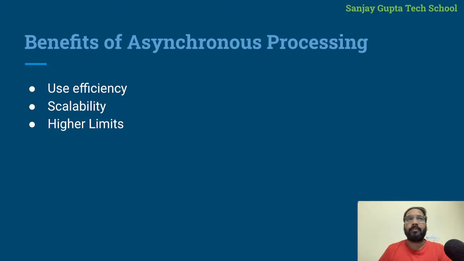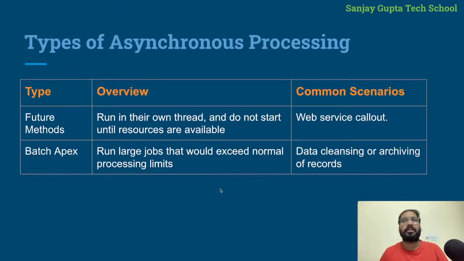Then scalability. With asynchronous processing, you can scale your system. Scale means you can enhance functionality, right? Because an asynchronous process runs in the background, whenever resources are available, it can initiate its execution, right? So the current processes won't have to wait if you have asynchronous processes. And we get higher governor limits, which we'll see later on in the slides.